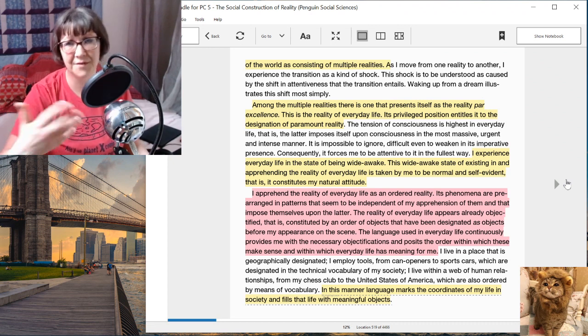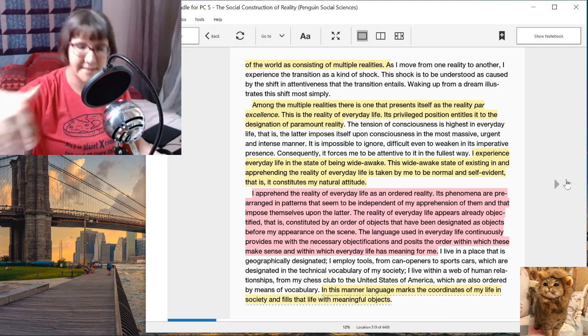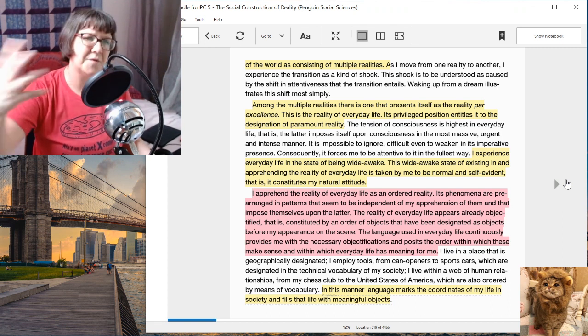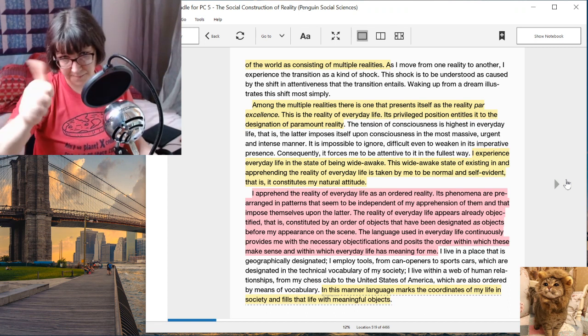Things will interact with the physical world. Like we have the consistency of experience. And so it feels very separate from us. So just in terms of its appearance, first, it appears ordered.